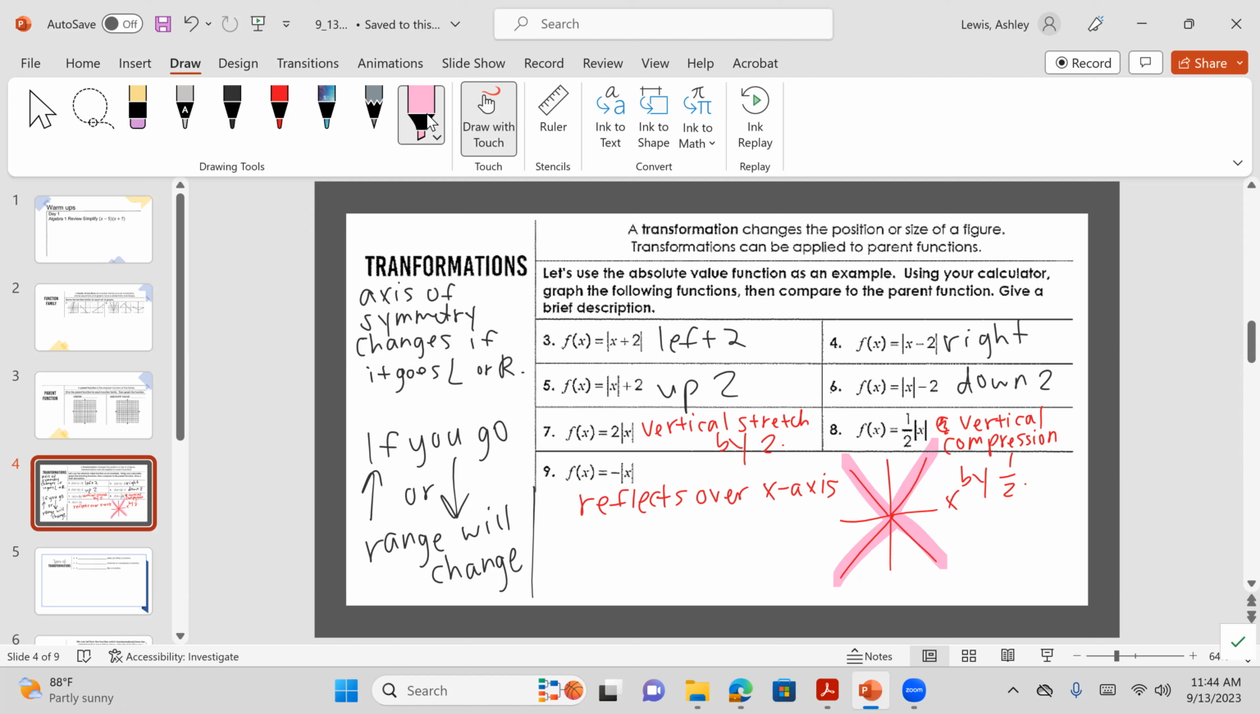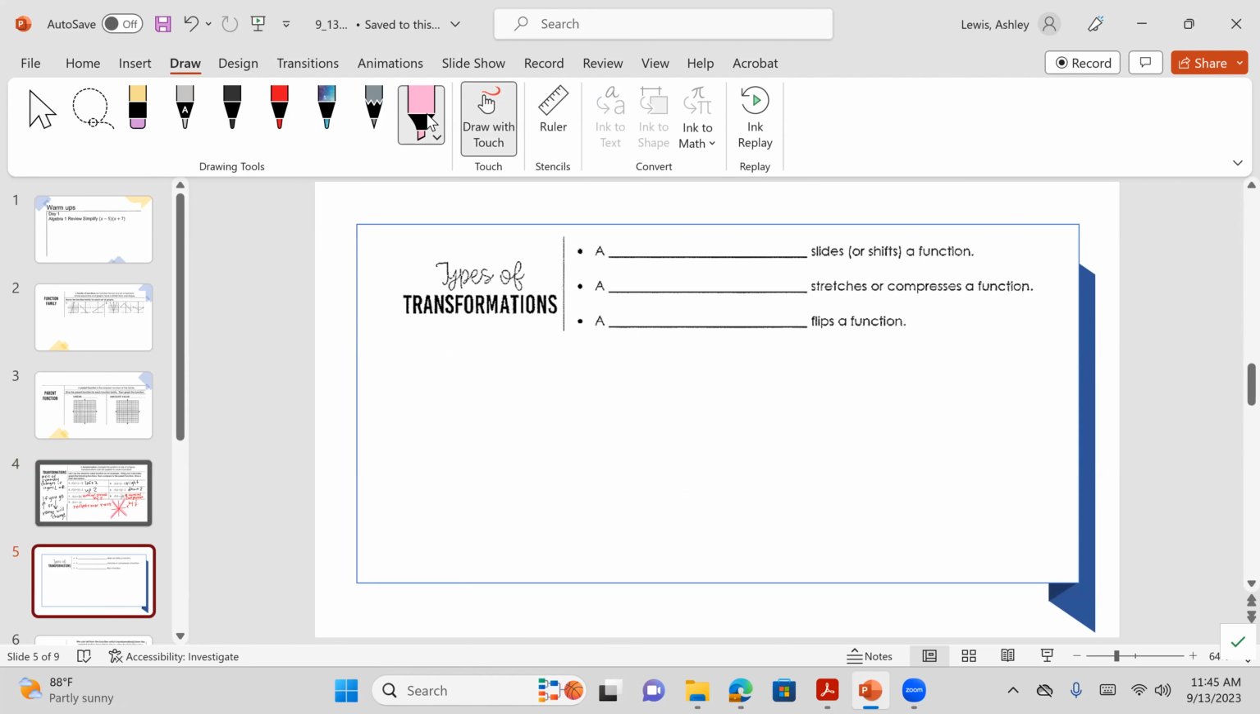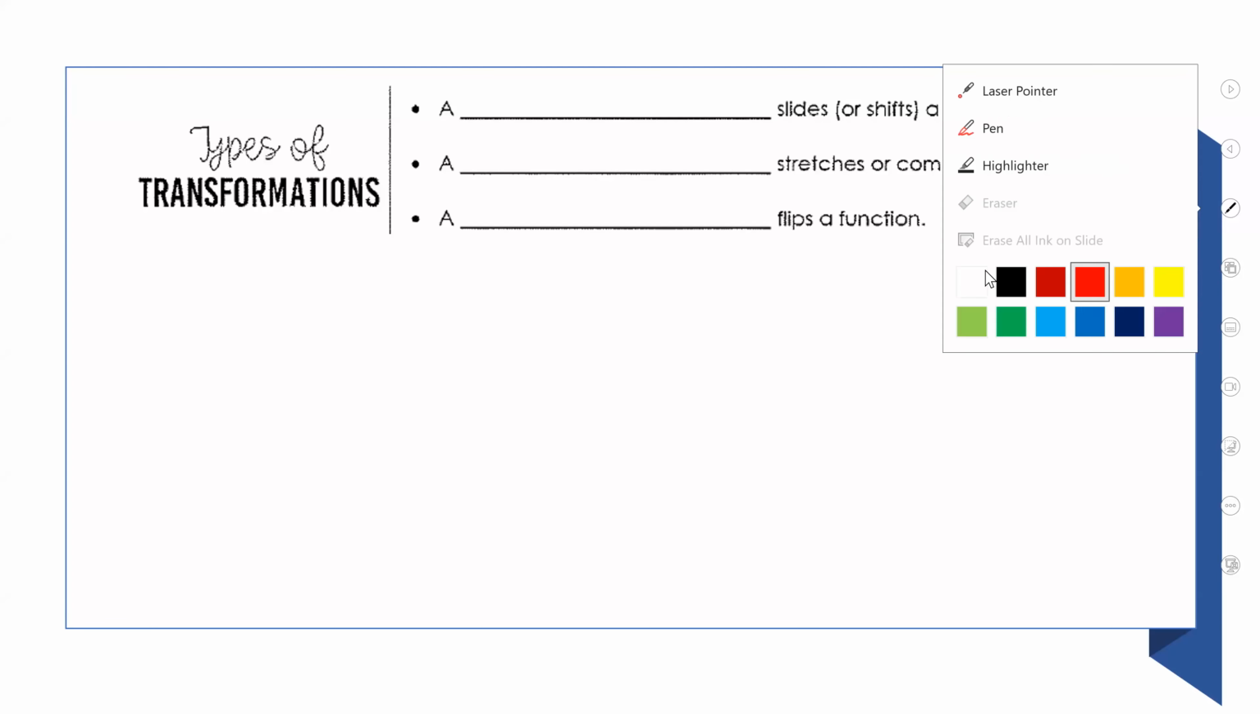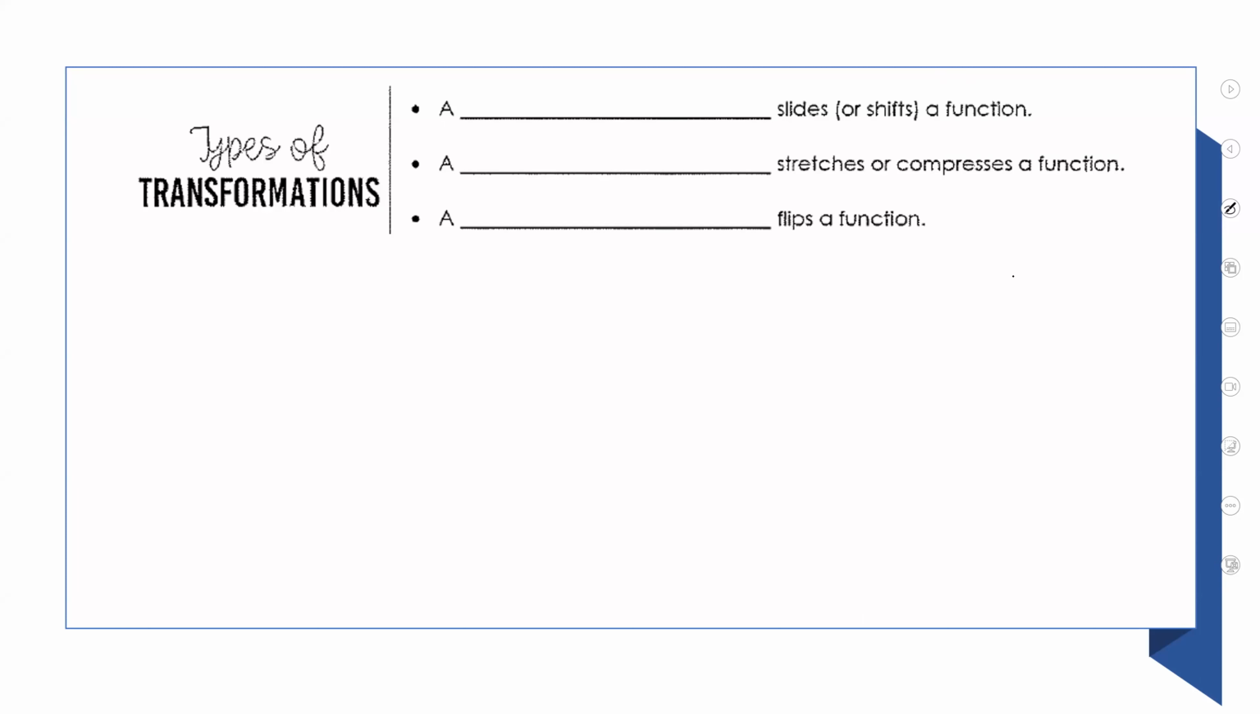All right, so we know what they look like. Let's talk about some definitions here. So I'm going to pause here real quick. Whenever it moves or shifts, slides left, right, up, or down, we call this a translation. So we'll say the graph was translated to the right 3, or it was translated up 5. It was translated down 7. That's the word it uses.